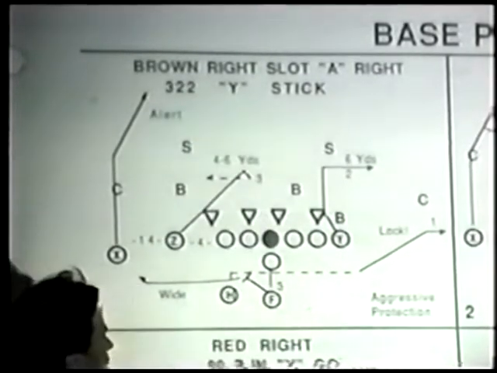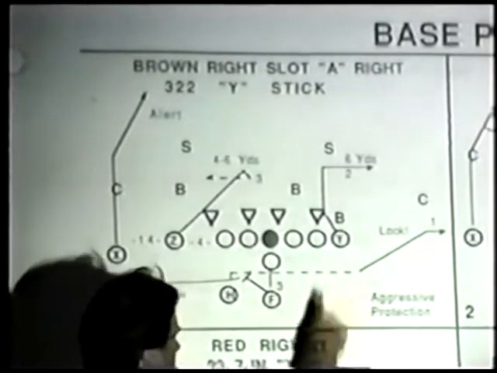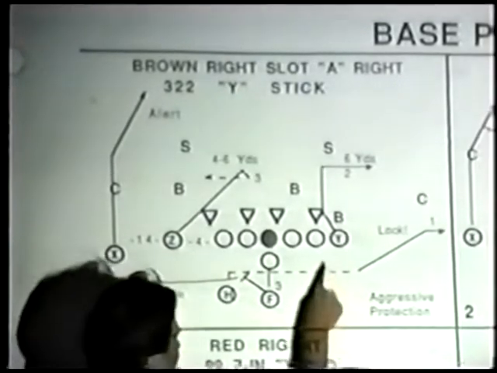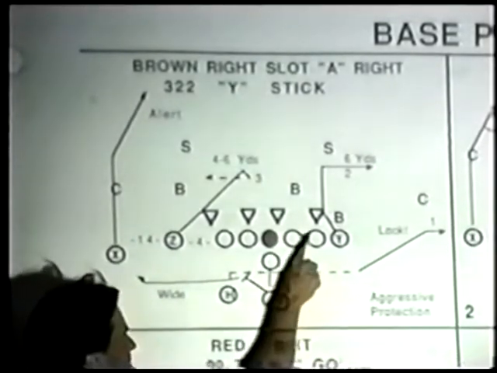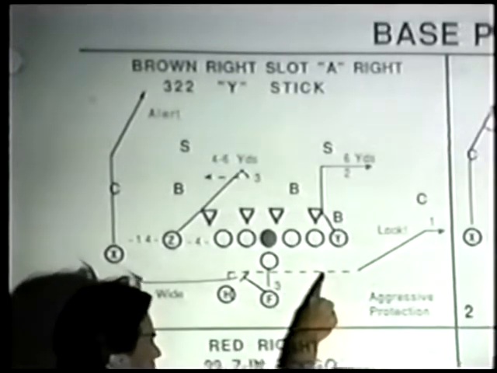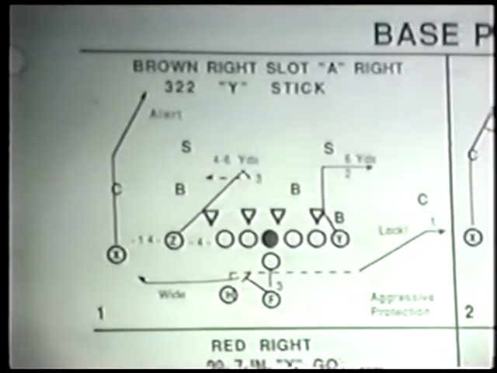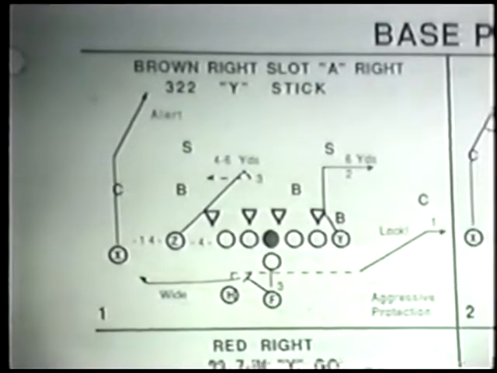322 Y stick. We want to snap the ball right there. In your notes, put a little line right there in the C gap. You youngsters, that's A gap, B gap, C gap. Right here is where we want to snap the ball. Quarterbacks every time. Precision. C gap.